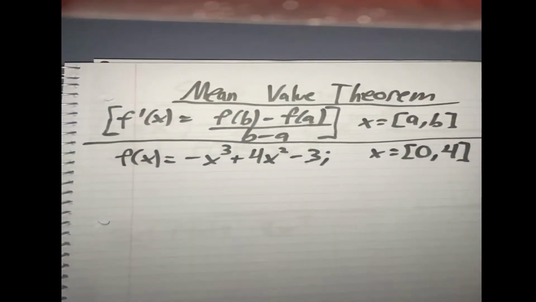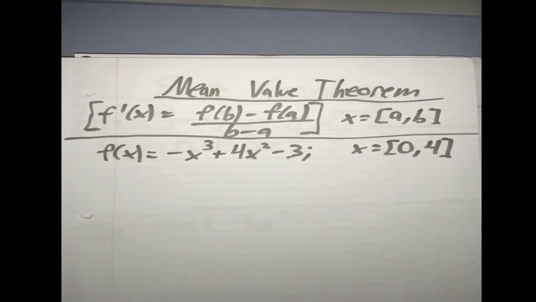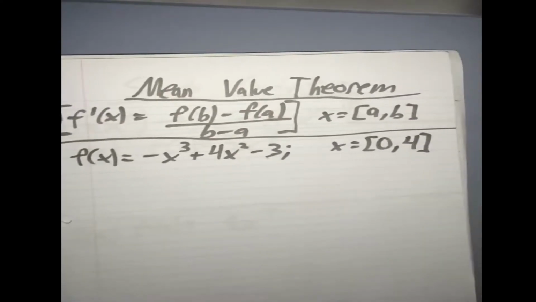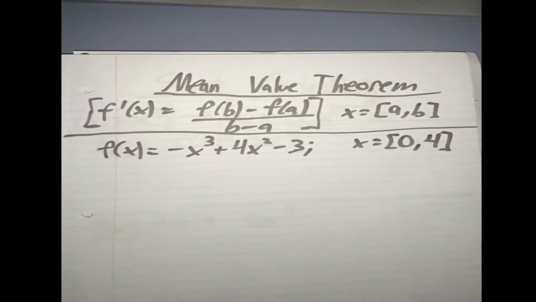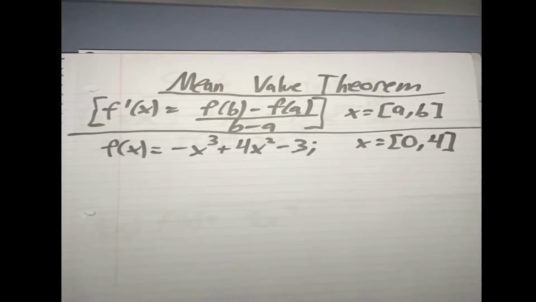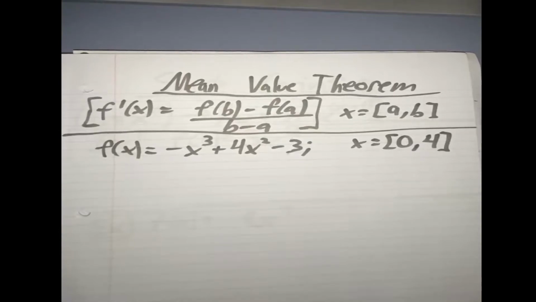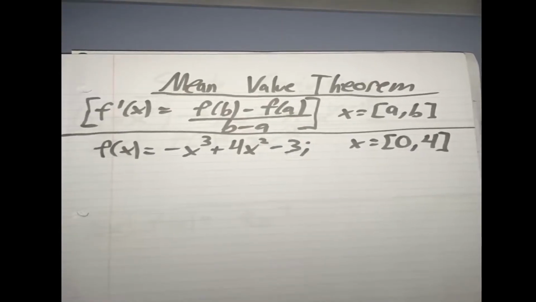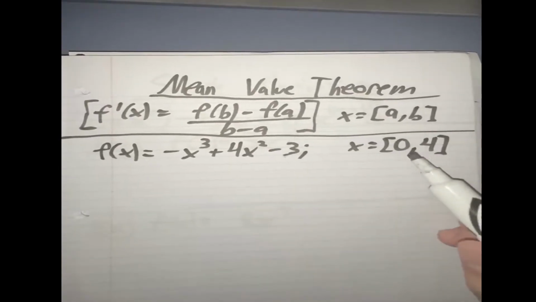Hello guys, in this video we're going to go over how to solve a problem in the mean value theorem. The idea is that there's this theorem called the mean value theorem, where we apply a series of steps to solve for a number c, and if the number c falls in between the range a to b, then it satisfies the mean value theorem.